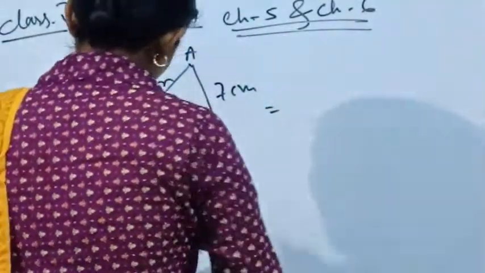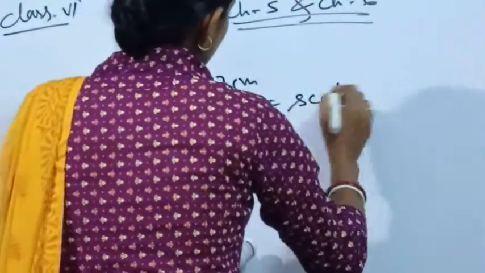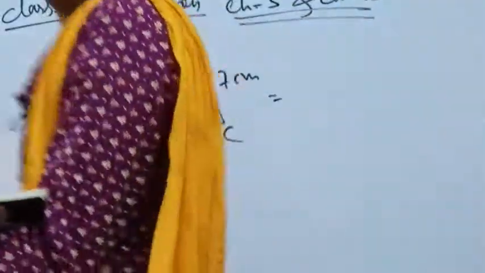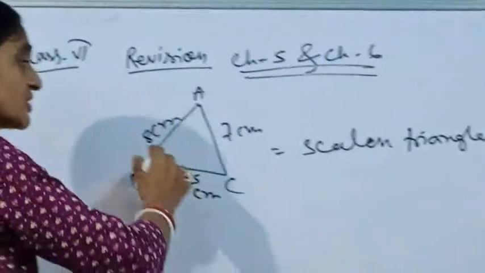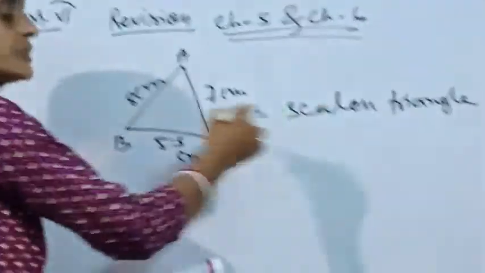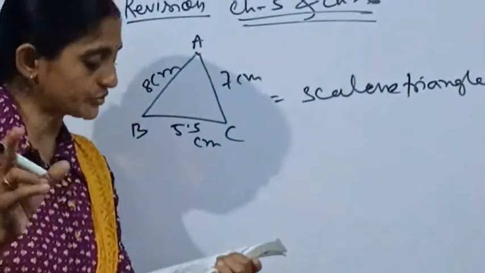Here you have been asked to write the type of the triangle. So here it will be: as the sides are unequal, we are getting a scalene triangle. Now come to the next bit of the same question.